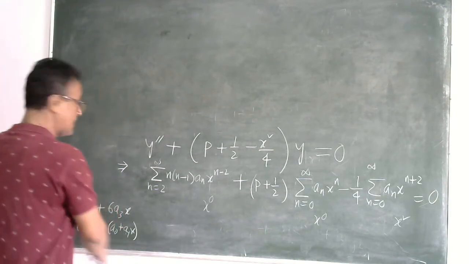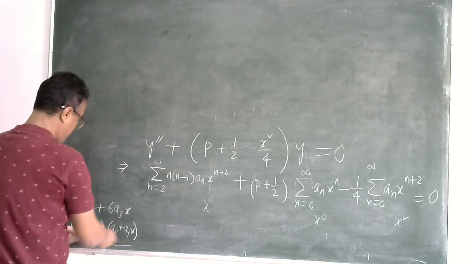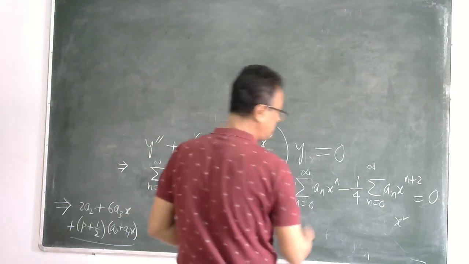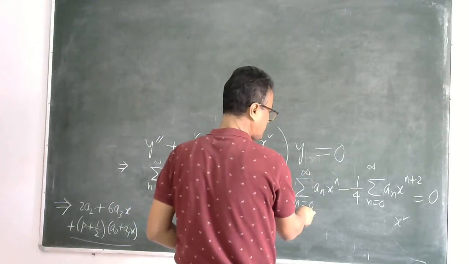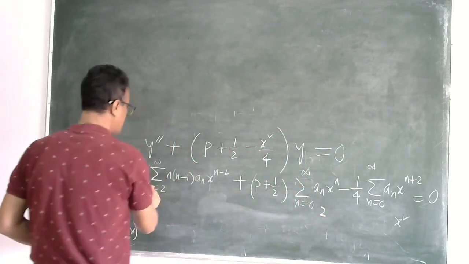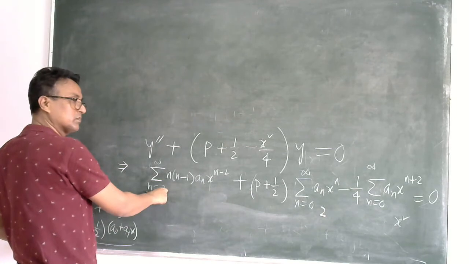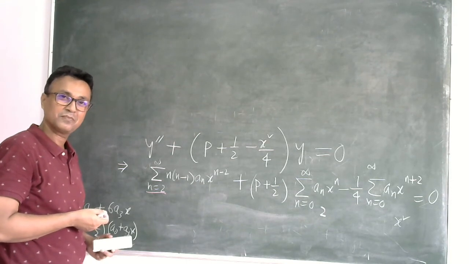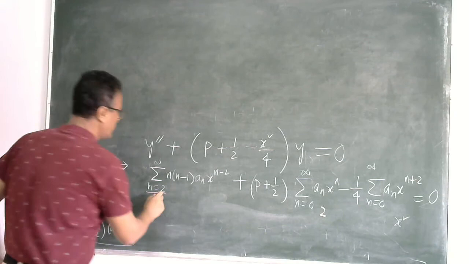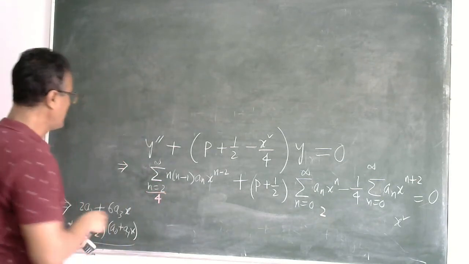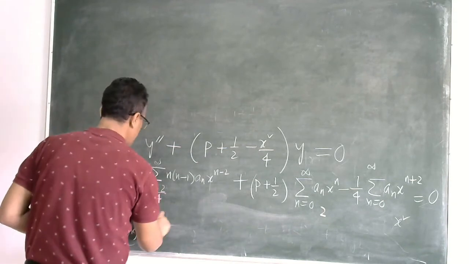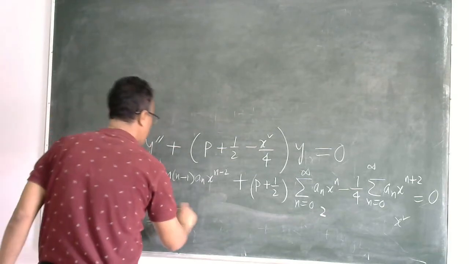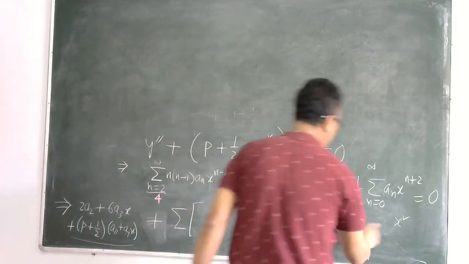Okay, so now let me concentrate on the remaining terms. Since I have taken out these, now this is going to start from n equal to 2. This is going to start from n equal to 1. Four. This is going to start from n equal to 4. Okay. And now my remaining task is going to be making all the powers of x similar.